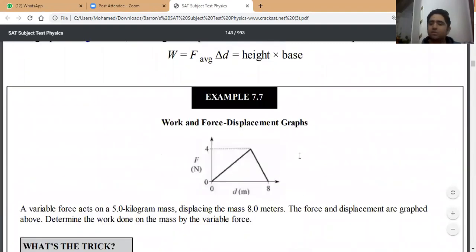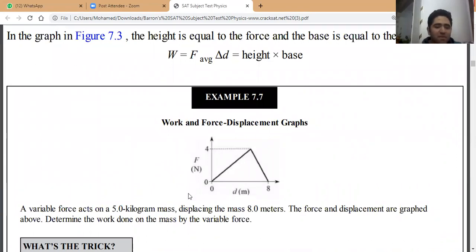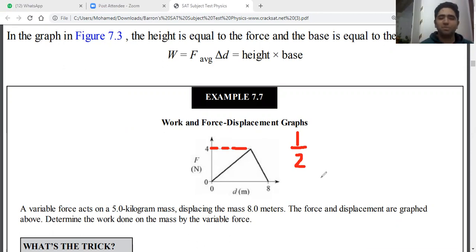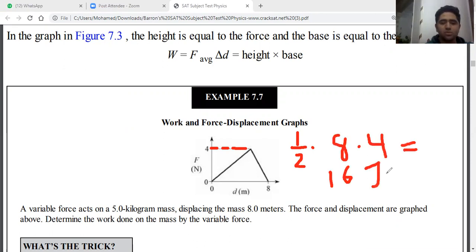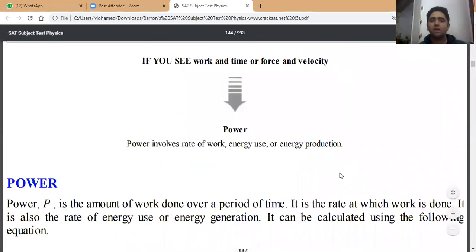And so the area was F times D. If you have a triangle, that's no problem as well. Like here we have this problem, and I'm required to find the work. So I will say, oh, that is easy. What's the area of this triangle? It's going to be half base times height. Hope you remember what the area of a triangle is. Half times 8 times 4. It's going to be 16 joules. Am I right? Of course not.